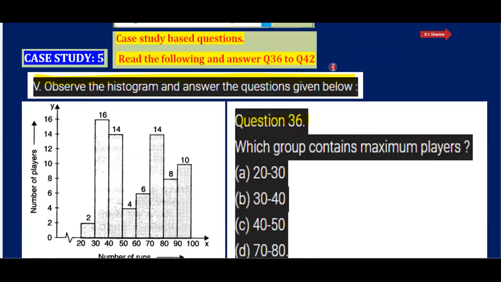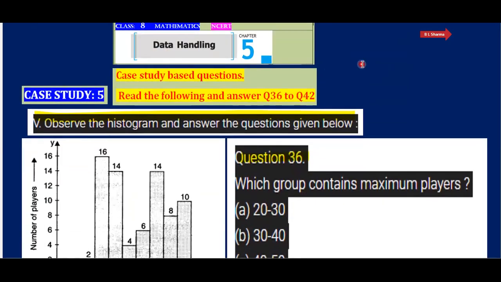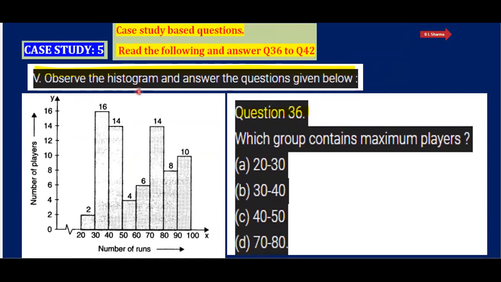The questions are now on your screen. We have to discuss case study question numbers 36 to 42. The question is: observe the histogram and answer the questions given below. This is a histogram. On the y-axis the number of runs is given, and on the x-axis the number of players.